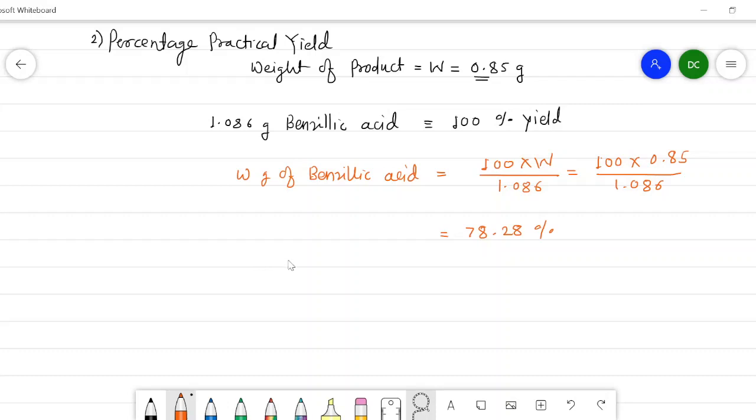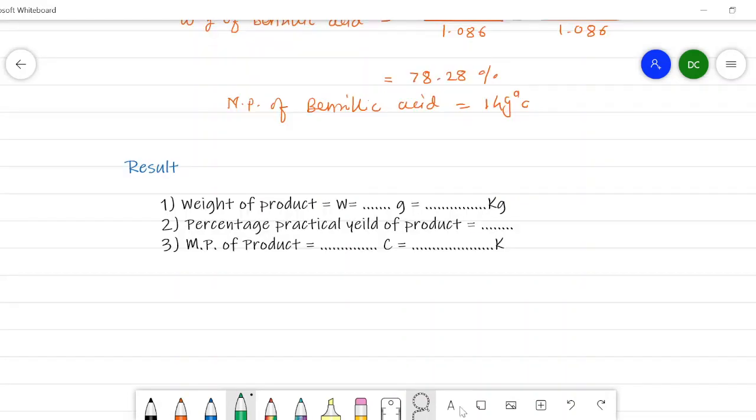Now, when the recrystallization of the product is carried out, and if I take the melting point of this product, I will write here a melting point of benzilic acid, it is around 149 degrees Celsius. Now according to the percentage practical yield and weight of the product and melting point of the benzilic acid, we have to write the results.